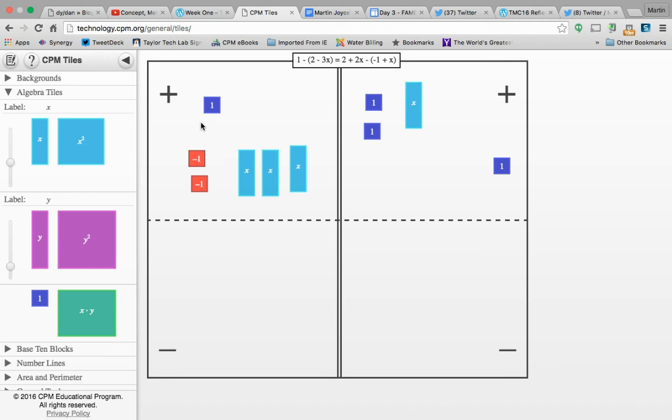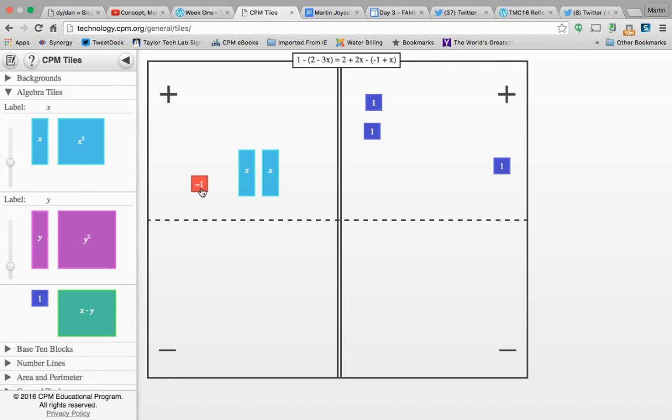Okay, from here, we can see there's a 0 pair here. Bring that off the board. I can see there's a balanced set of an x tile here and an x tile there. So a balanced set can be removed. And now we're here. Well, I want to find out what x is. So to do that, I'm going to want to get 2x by itself. So this is kind of in the way.